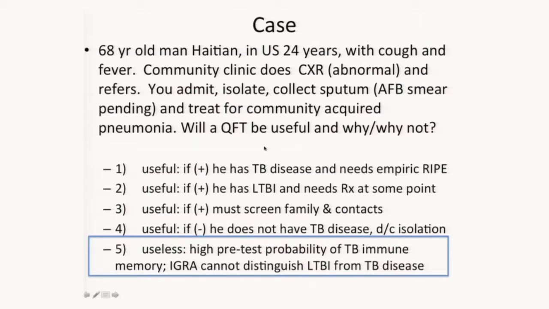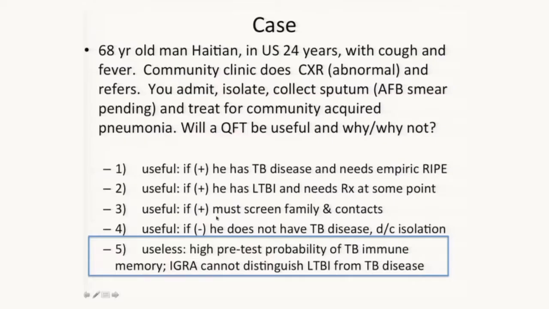So I've already implicated this in the previous discussions of the lecture, but if it's positive, does he have TB disease? Not necessarily. He's from an endemic country, so he doesn't need empiric 4-drug therapy if he's positive. If he's positive, does he have LTBI and he needs treatment at some point for latent TB infection? That's probably arguable. An elderly gentleman, whether he really needs latent TB treatment, guidelines would probably say yes, but this isn't an inpatient or acute issue about whether he needs this or not. If it's positive, do you have to screen the families and contacts? No, because we don't know he has active TB.